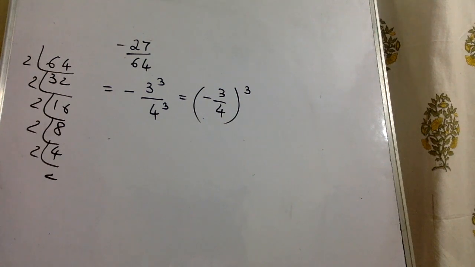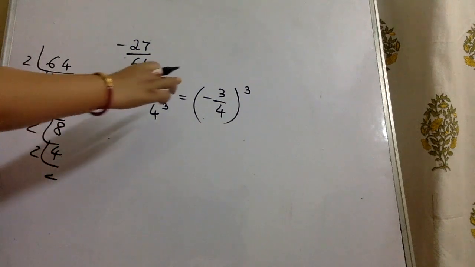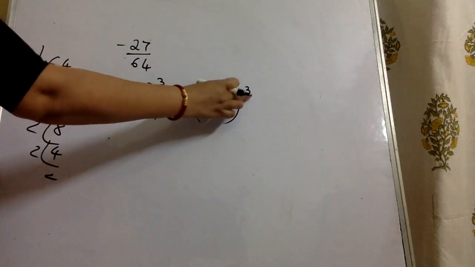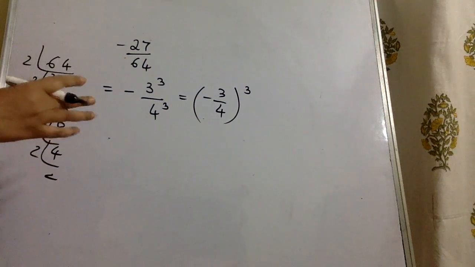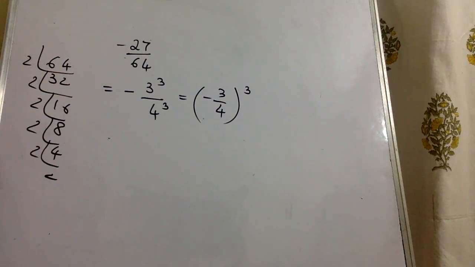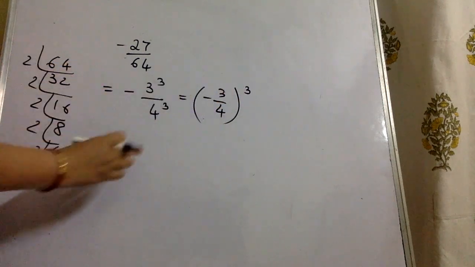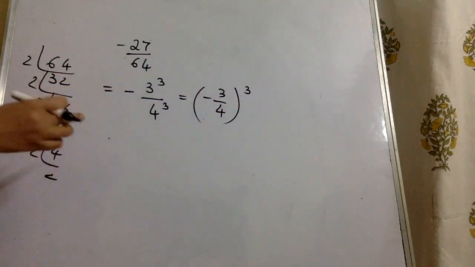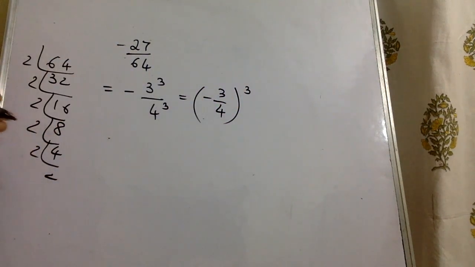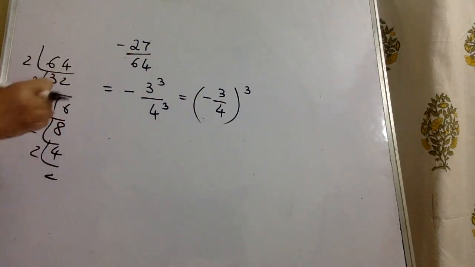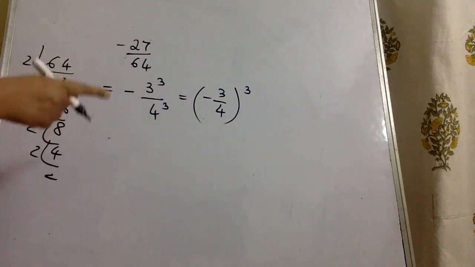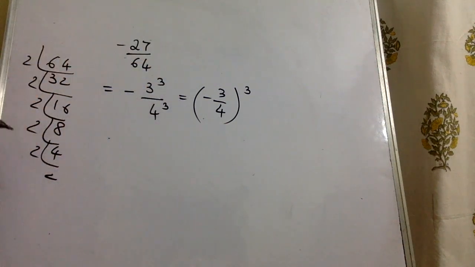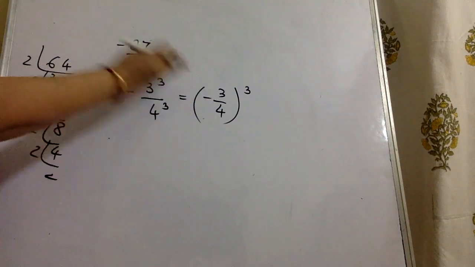Now how did I so simply take the minus and put the cube outside? Here I want to tell all of you, the bracket and the cube outside are meant for two reasons. Firstly, I put the bracket to show that this cube is meant for the 3 in the numerator and also for the 4 in the denominator. And the power 3 is meant for all three things, hence it is kept outside the bracket.